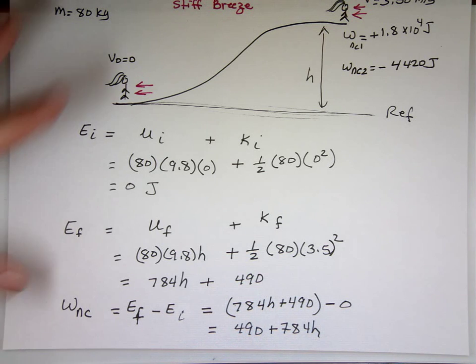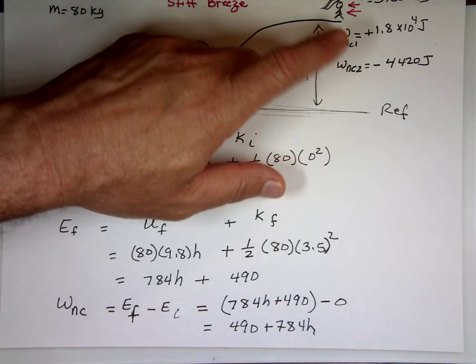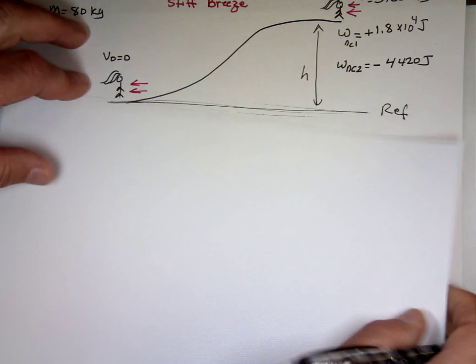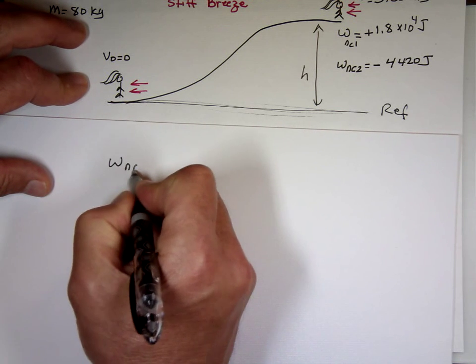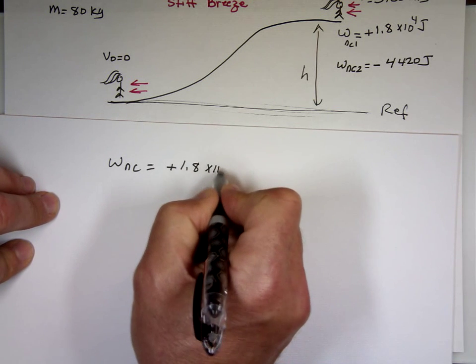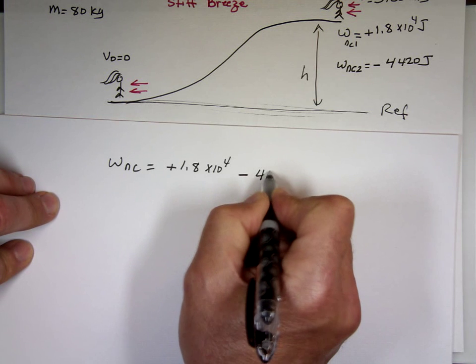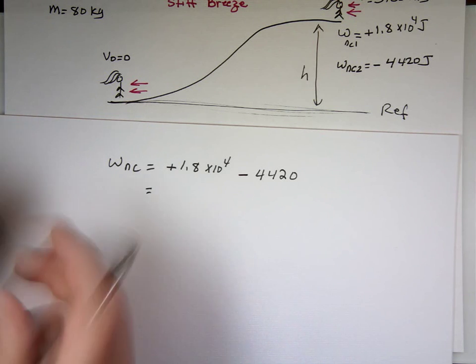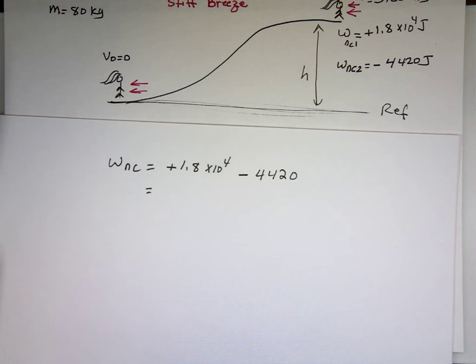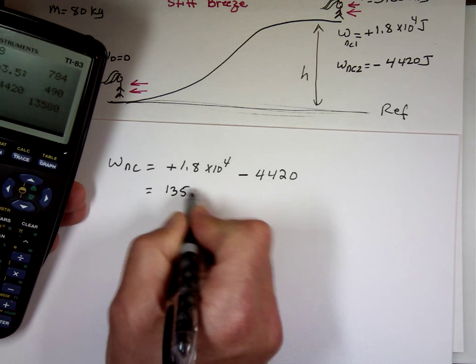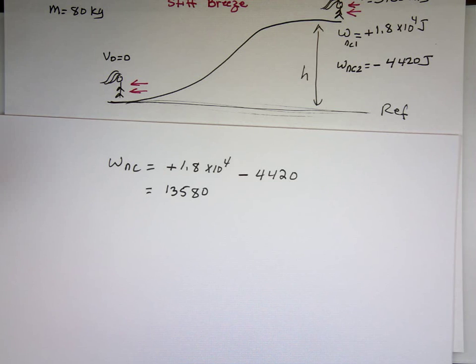Now, let's look at these two numbers. They tell us what the non-conservative force is. There's two of them. One is positive, one is negative. So what is the work done by the non-conservative forces from these two numbers? It is the plus 1.8 times 10 to the fourth minus the 4420. 1.8 e to the 4 minus 4420, which is 13580.